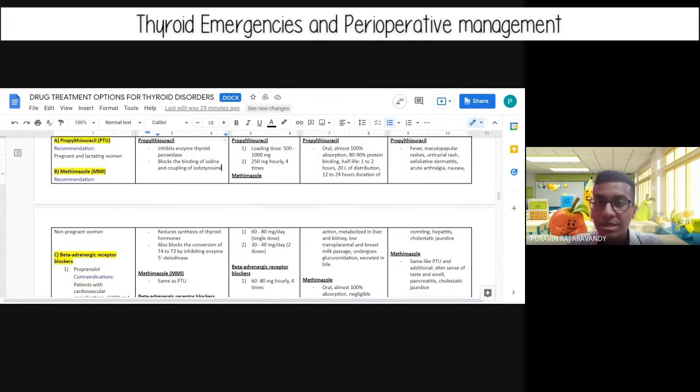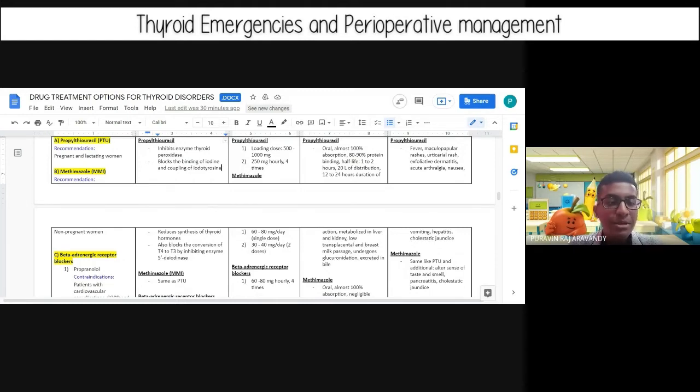So that's for the first explanation about the drug treatment options for thyroid storm. Now let me step into the next drug treatment for this thyroid storm. Next would be the methimazoles, MMI. Both propylthiouracil and methimazole belong to the same group, which is the thionamides. So they belong to the same group.